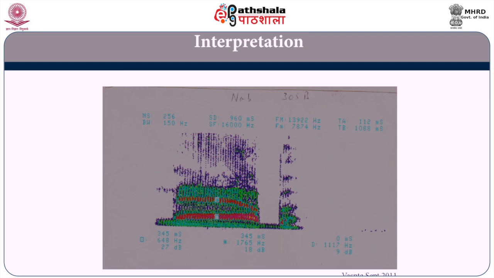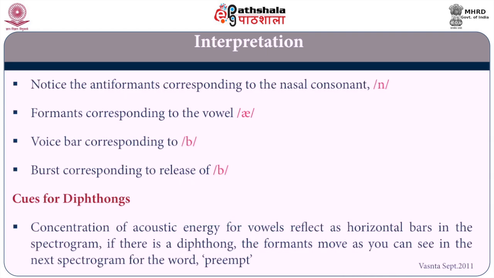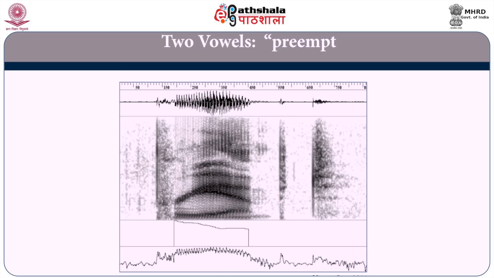But many of our words also have diphthongs. So what happens when we produce a diphthong? The concentration of acoustic energy for vowels is reflected as horizontal bars, which we are calling formants, right? But a diphthong is a changing quality of the vowel, so you see a movement in the formant. So the formants move when a word has a diphthong. For instance, a word like preempt, you see the spectrogram next. You see the formant is moving.